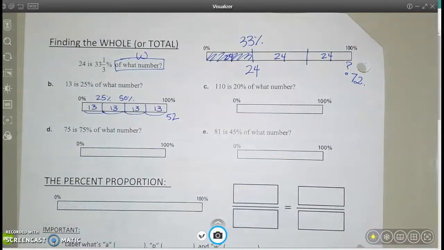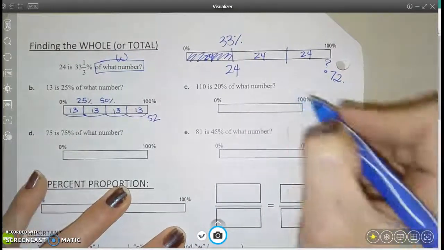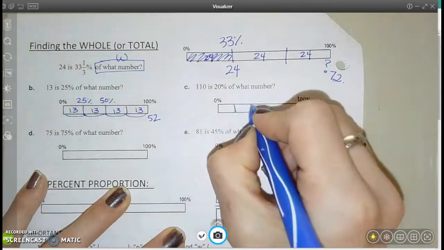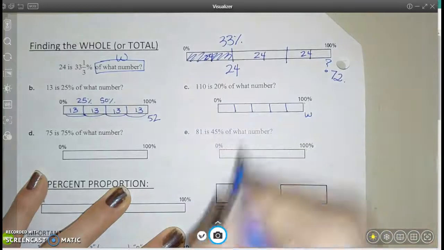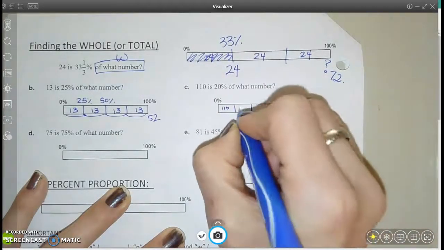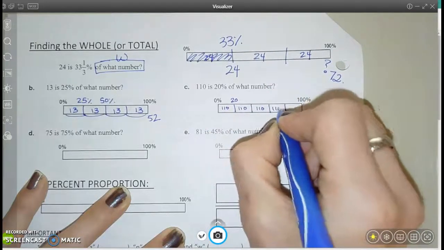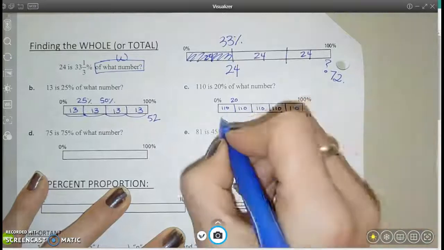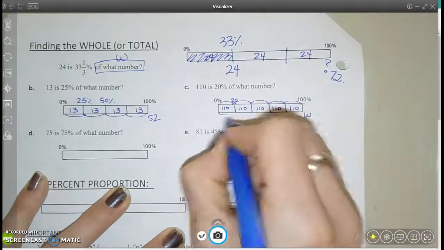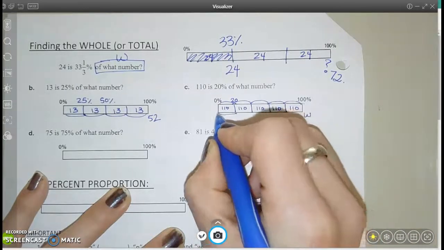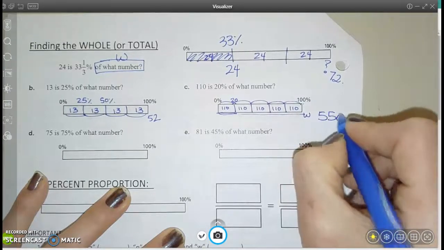All right, and I'll do one more here, part C. 110 is 20% of what number? So 20, 40, 60, 80, and then 100%, and I want to know what this whole is. So 110, 110, 110. I can see, right, 20, 40, 60, 80, 100%. It would go in these 5 times. So if I take 110 and multiply it by 5 to get to the whole, I get 550.